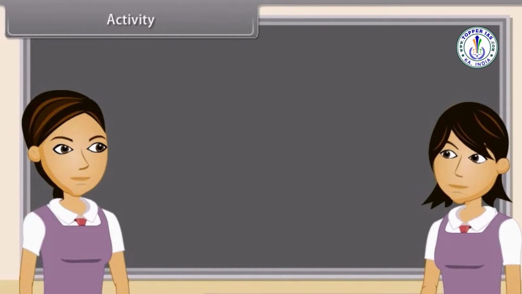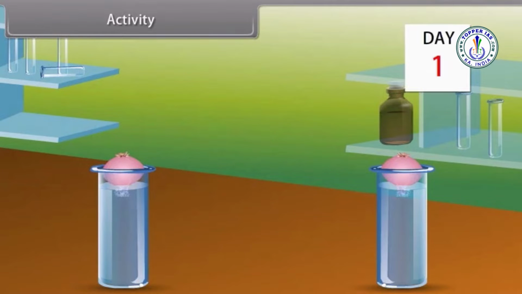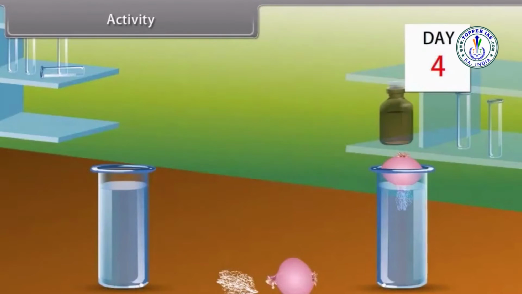Activity. We can prove that meristematic tissues are found in specific regions by doing an activity. I will take a glass jar and Ankita, you will also take a similar glass jar filled with water. Then we will place a same-sized onion bulb on each jar for 3 days to observe the growth of roots. Yes, we will measure the length of roots on day 1, 2 and 3. Then on the 4th day, you will have to cut the roots of the onion bulb. Then again, place it on the jar. On the 5th day, we will again measure the root length.